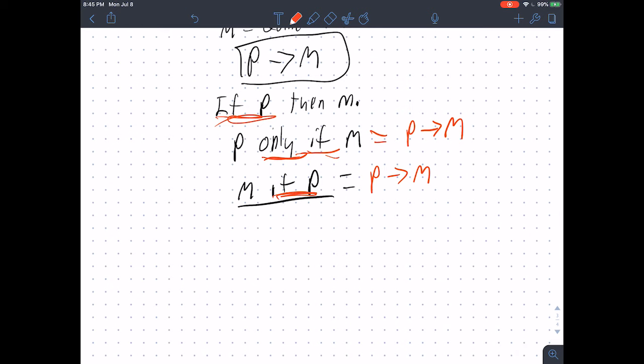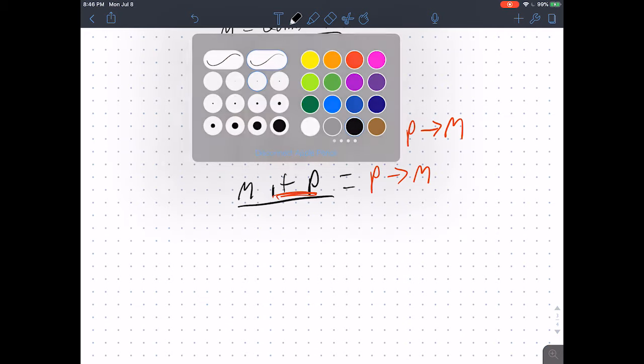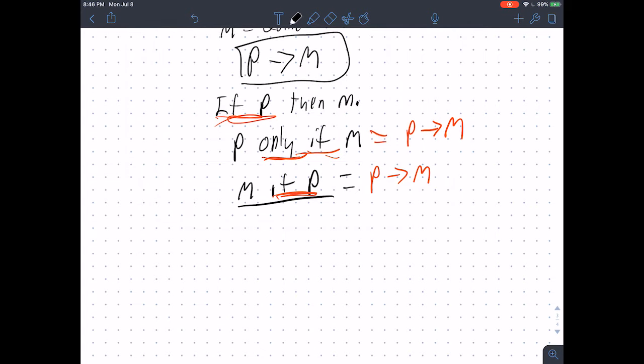What's the next one? Another way of representing the conditional in English is "provided that."